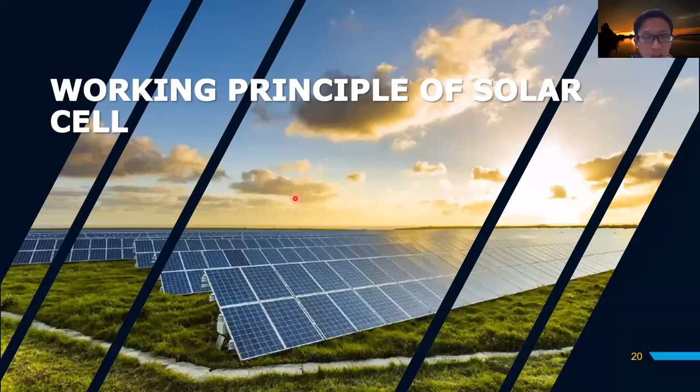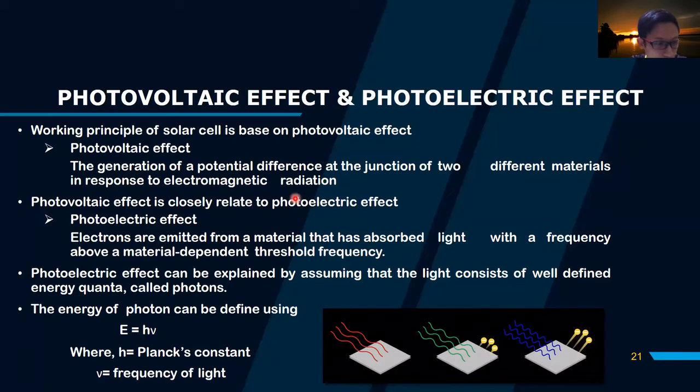That's all from me. Further in this presentation, the working principle of the solar cell. Before we go further into what a solar cell is and its working principle, we must know what the photovoltaic effect and photoelectric effect are. The working principle of a solar cell is based on the photovoltaic effect. The photovoltaic effect is the generation of a potential difference at the junction of two different materials in response to electromagnetic radiation.